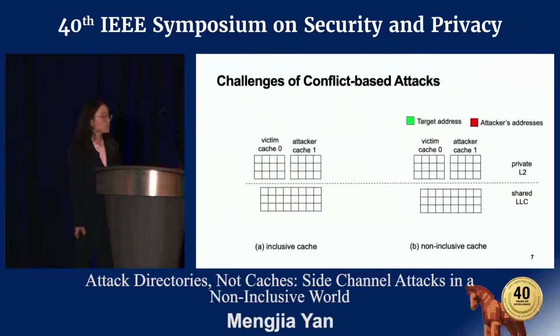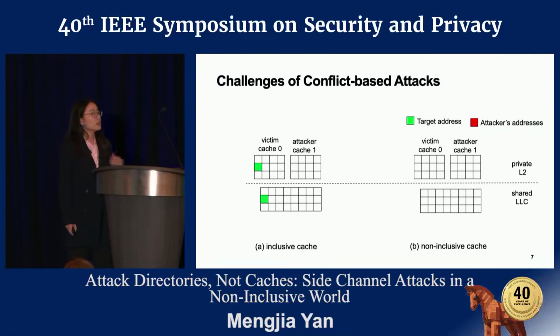How can it be different? Let me show you a classical prime-probe attack. On the left, I have the inclusive cache, and on the right, the non-inclusive cache. When the victim accesses a target address in an inclusive cache, the line will be inserted into both the L2 and the LLC because the cache is inclusive.